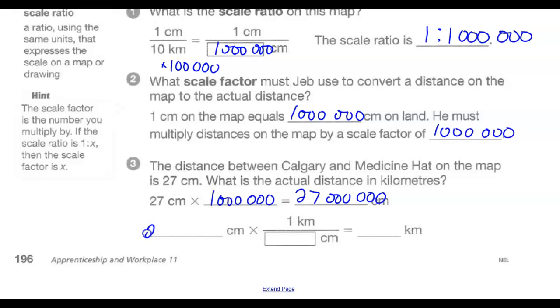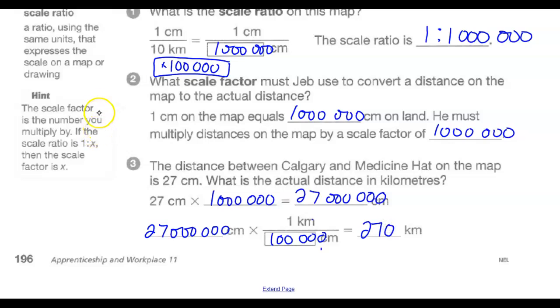Okay, so we'll take the 27 million centimeters. And remember, 1 kilometer was 100,000 centimeters. So then we're going to divide by 100,000 because 1 kilometer is 100,000 centimeters. So that's 5 decimal places. You can use your calculator or you can move the decimal 5 to the left. So it's 270 kilometers.